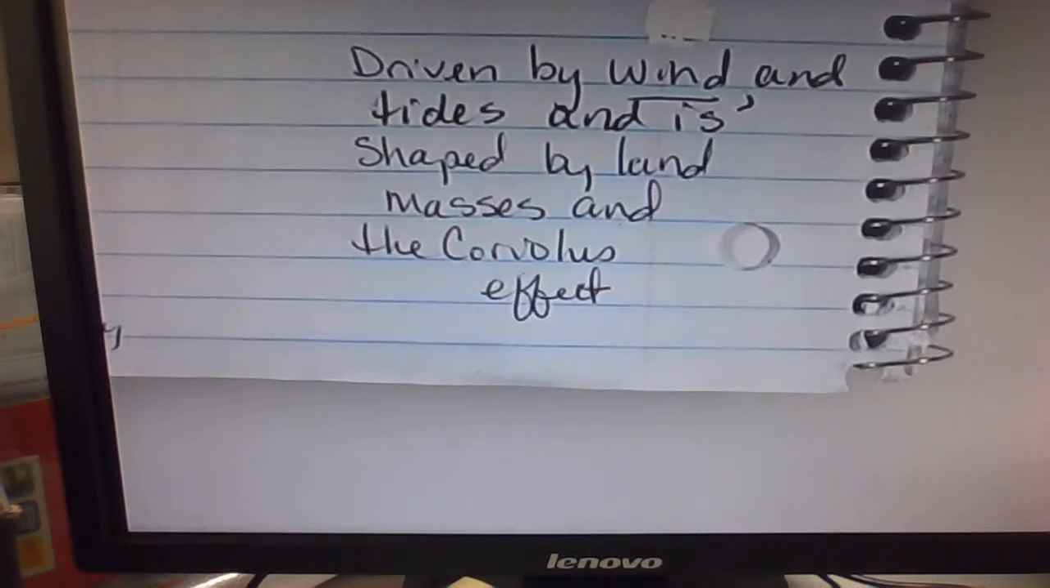Surface currents are driven by wind and tides, and they're shaped by land masses and the Coriolis effect.